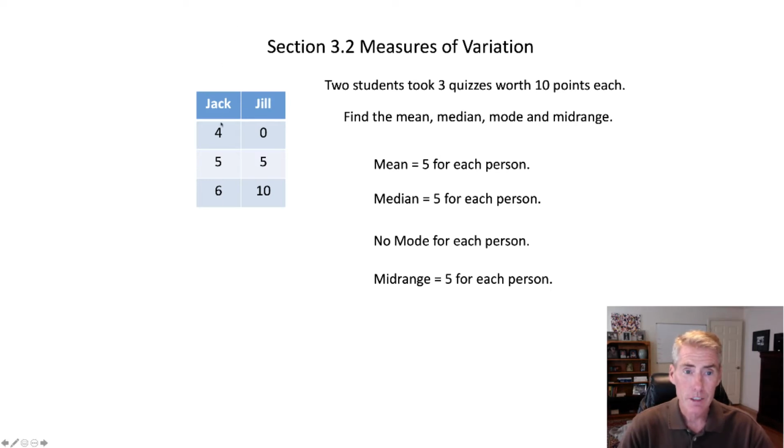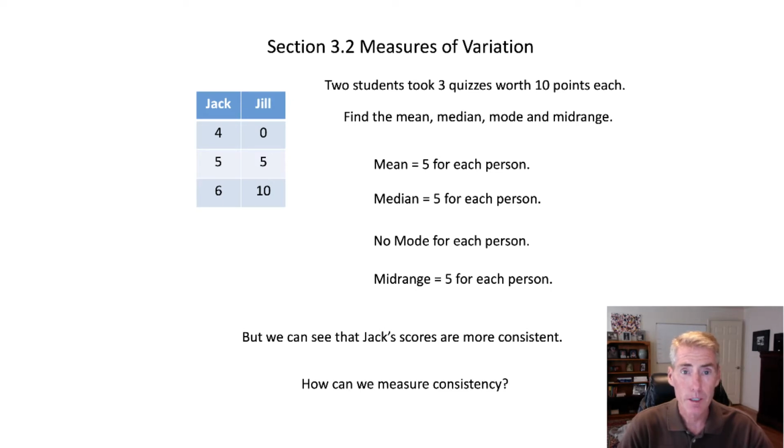But as you can see, Jack is actually more consistent. He's going up by 1 each time. Jill is less consistent because she's going up by 5 each time. So we need a way to measure this, to see what number could we use to prove that Jack is more consistent.